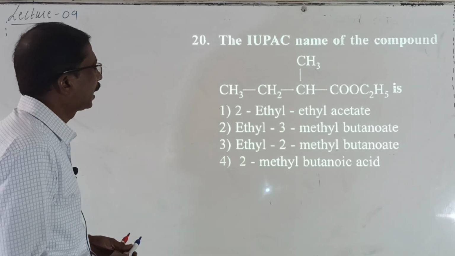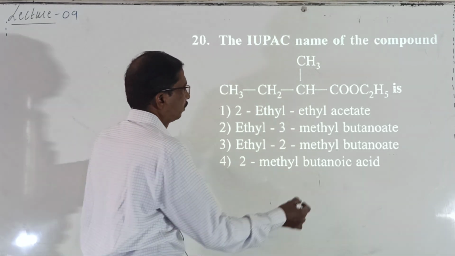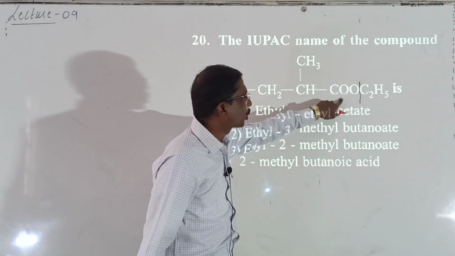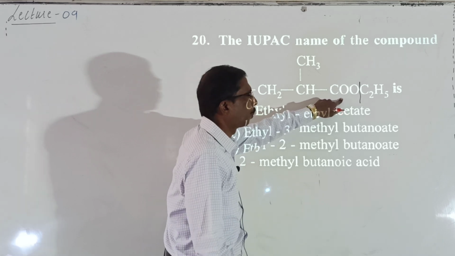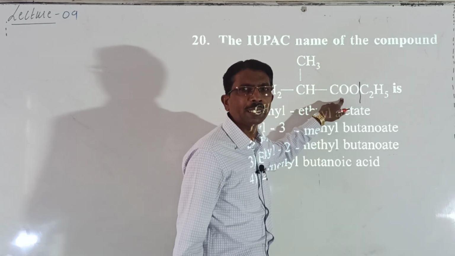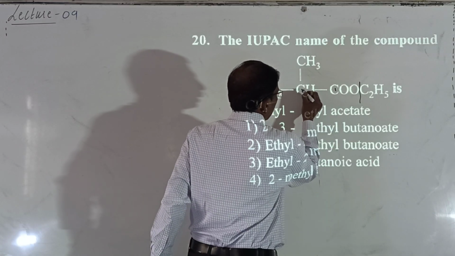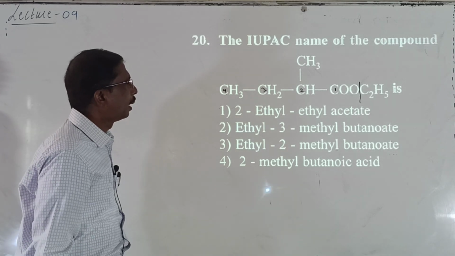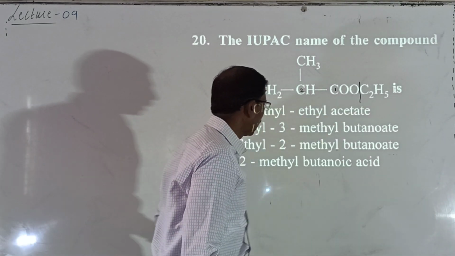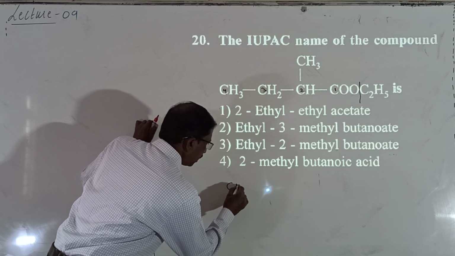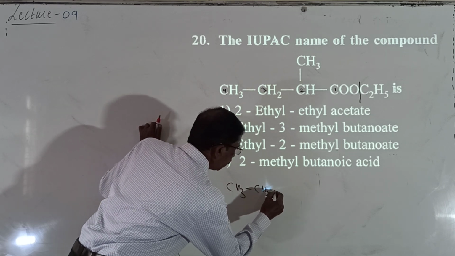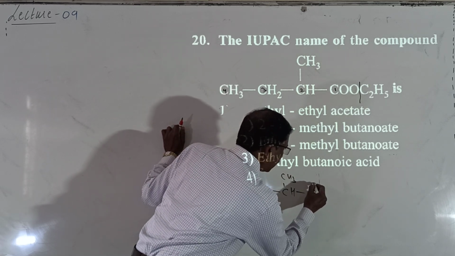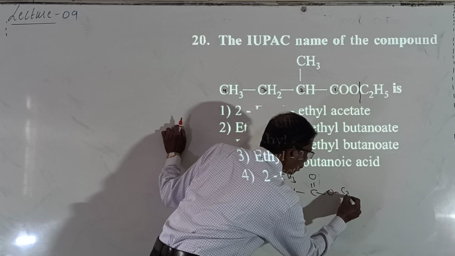Okay, the IUPAC name of the compound, look here students, here it is separated and here it is ester group. Again the suffix is OATE. It is number 1, 2, 3, 4. If you write the structure, it is like this: CH3, CH2, CH, CH3, C double bond O, O, C2H5.